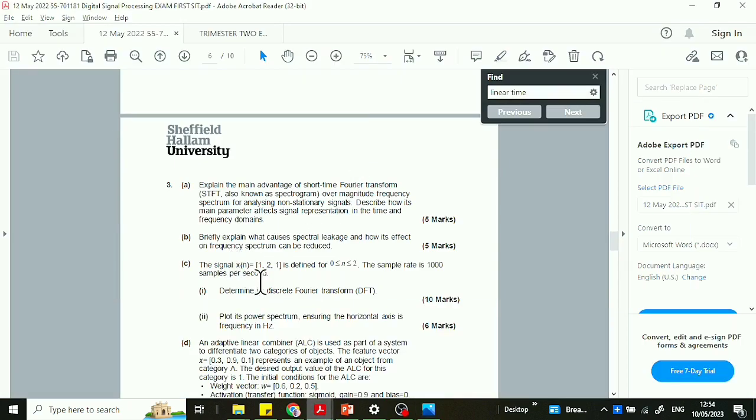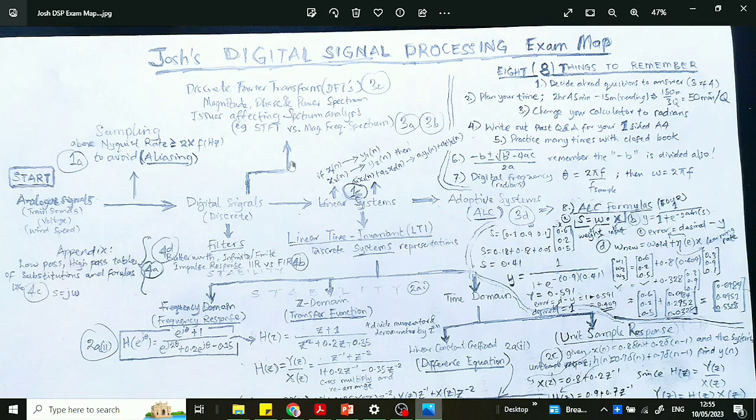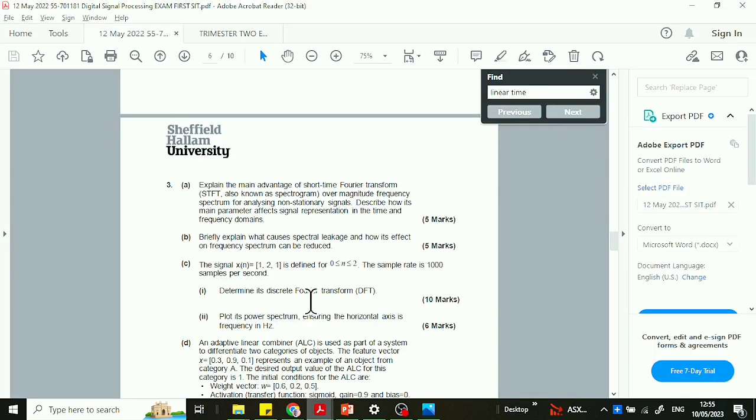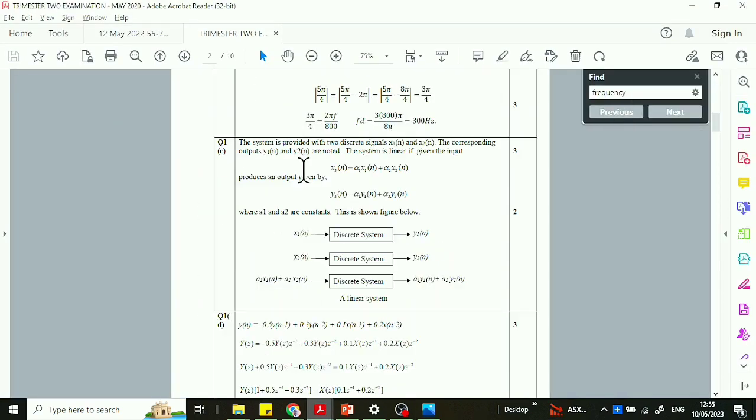Leakage. Spectrum leakage is an issue in spectrum analysis. Okay, 3C. The signal is this, and is defined for this range. The sample rate is 1000 per second. Determine the DFT, the discrete Fourier transform. Did we solve 3C(i)? Well, we didn't solve it here because I think it's pretty simple, so let's look at the solution of 3C quickly.